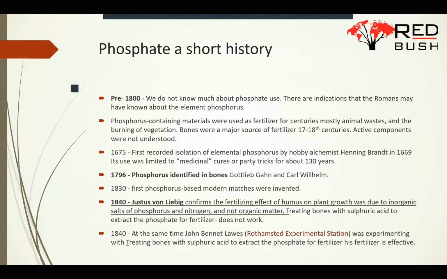About the same time, a man named John Bennet Lawes, who owns a property called Rothamsted, sets up an experimental station. He's experimenting with all sorts of agriculture, but he also starts experimenting with treating bones with sulfuric acid to extract the phosphate for fertilizer. And his fertilizer is actually effective. So this is the first phosphate chemical fertilizer on record.